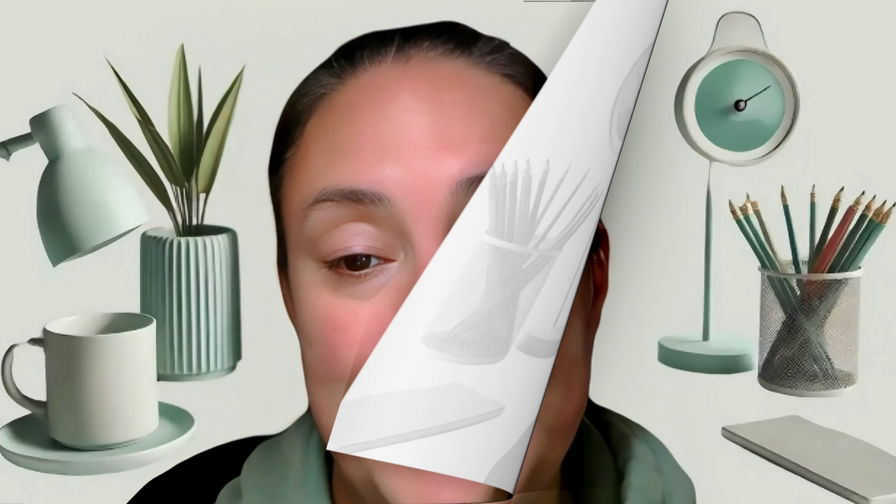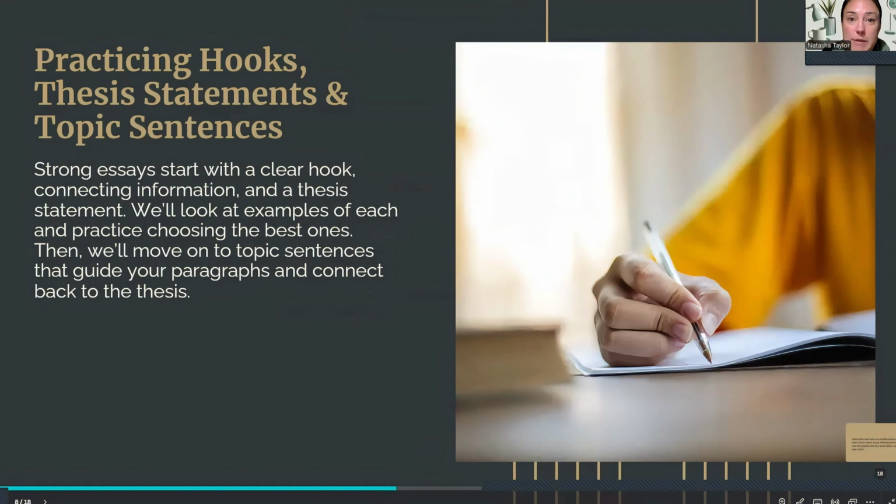Still ahead, we'll practice building the other parts of an essay, such as how to write hooks, thesis statements, and topic sentences, or which types to choose from as examples that you could structure your hooks, thesis statements, and topic sentences from. You'll then see some examples and test which ones work best, so you'll know exactly how to start and build your essay.